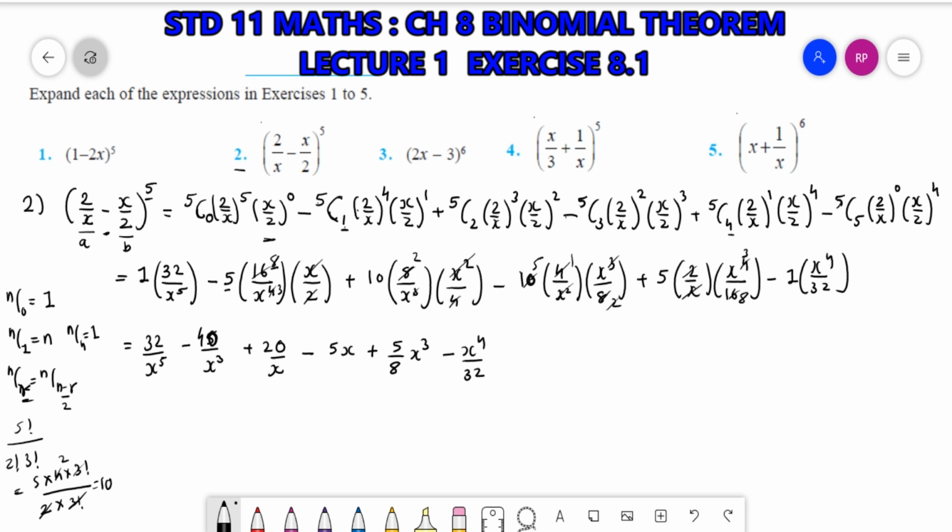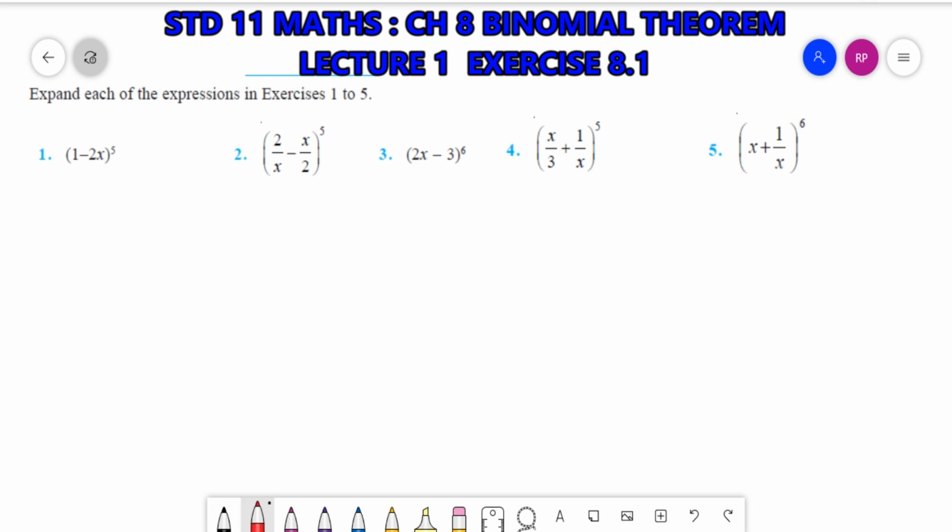Okay, now note it down. Now let's see one more. Now I'll solve question number 3. Question number 3 is 2x minus 3 whole raised to 6. Same way, n is 6, a is 2x, b is 3, and a negative sign in between.